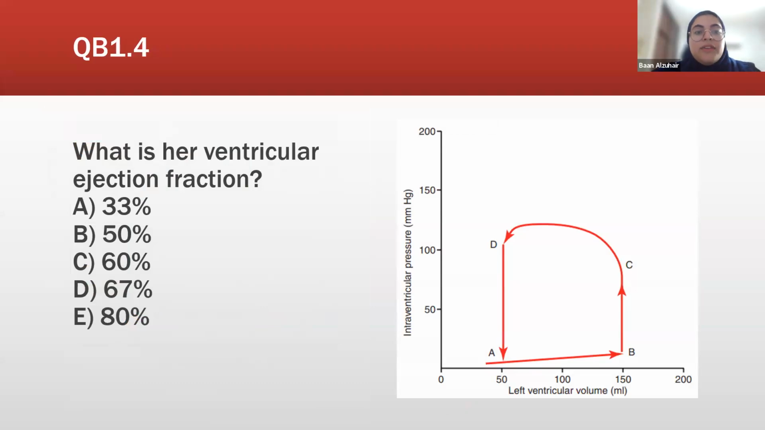Okay, what is her ventricular ejection fraction? Same scenario, same diagram. Mashallah, you guys are very good at math. Yes, it is D, 67%, because the ejection fraction equation is SV, or stroke volume, over the end diastolic volume.